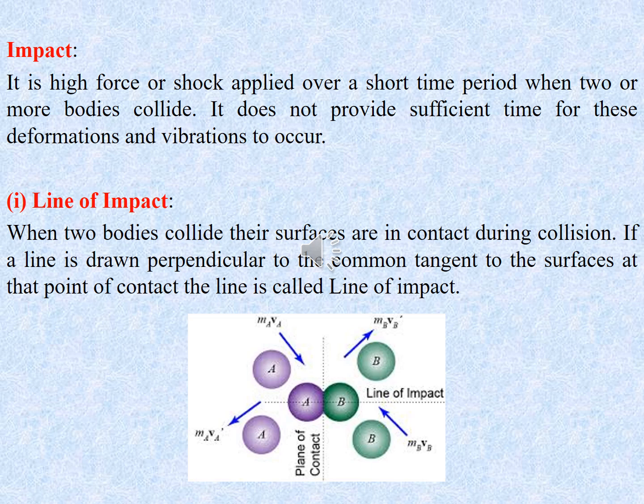Second one, line of impact. When two bodies collide, their surfaces are in contact during collision. If a line is drawn perpendicular to the common tangent to the surfaces at the point of contact, the line is called the line of impact.